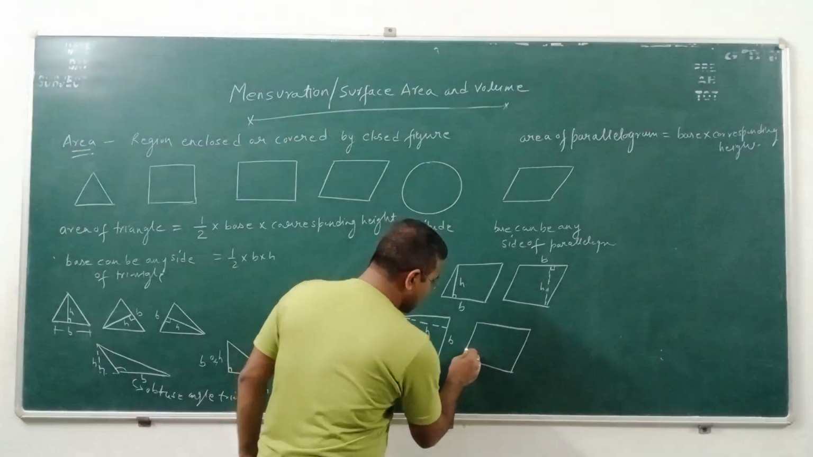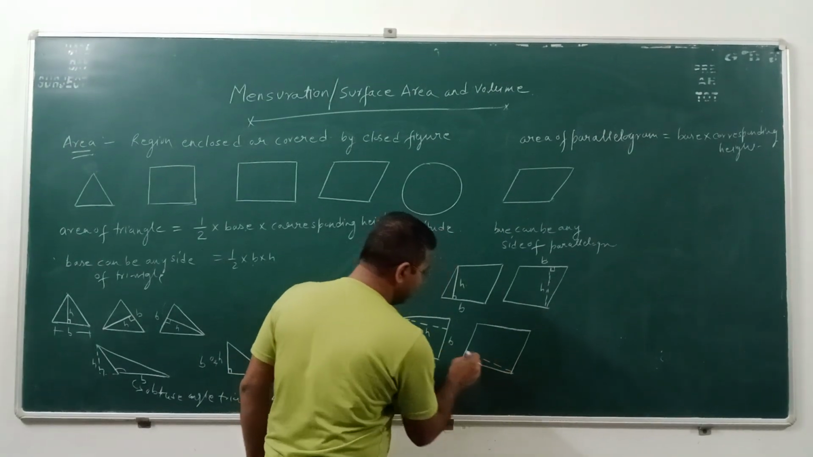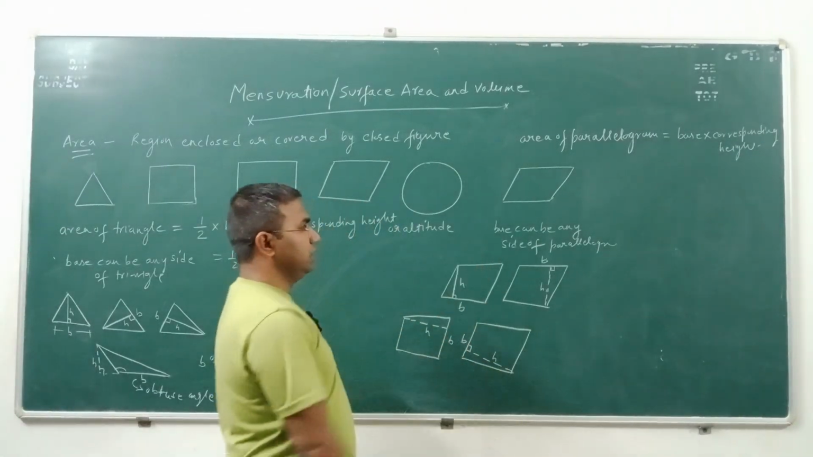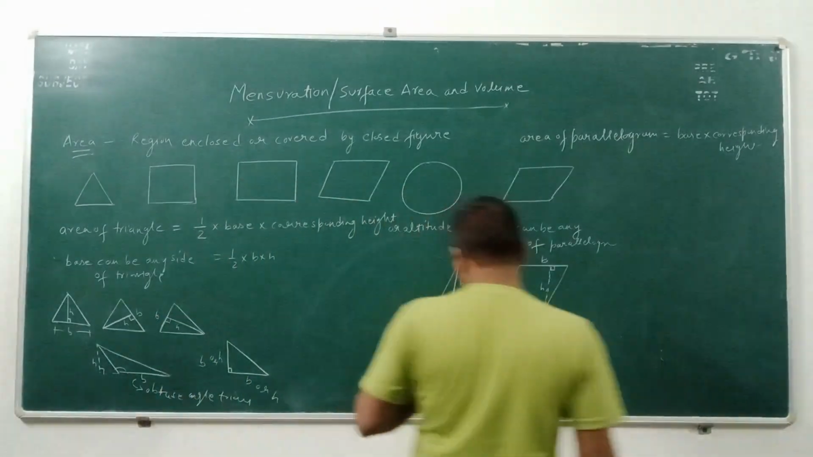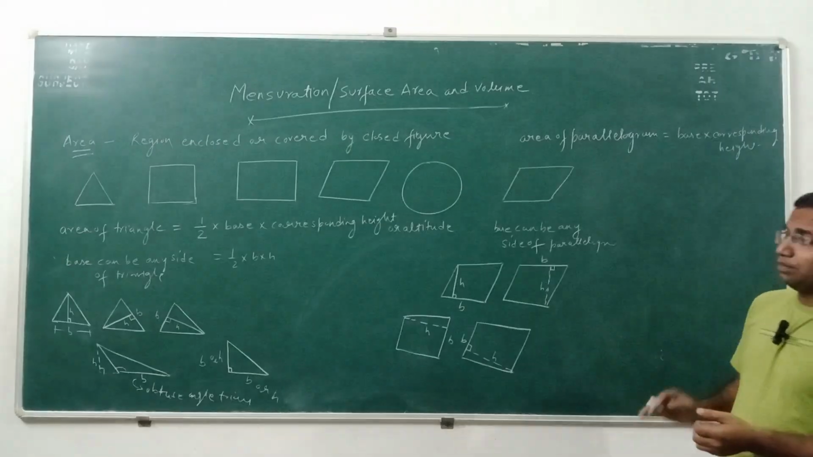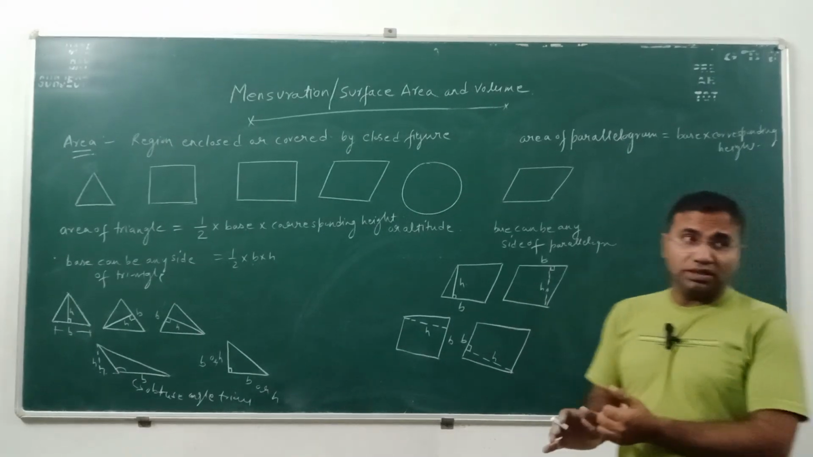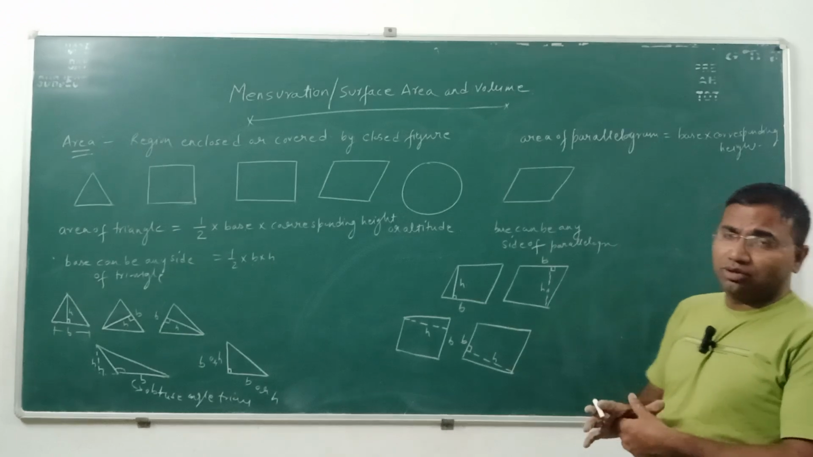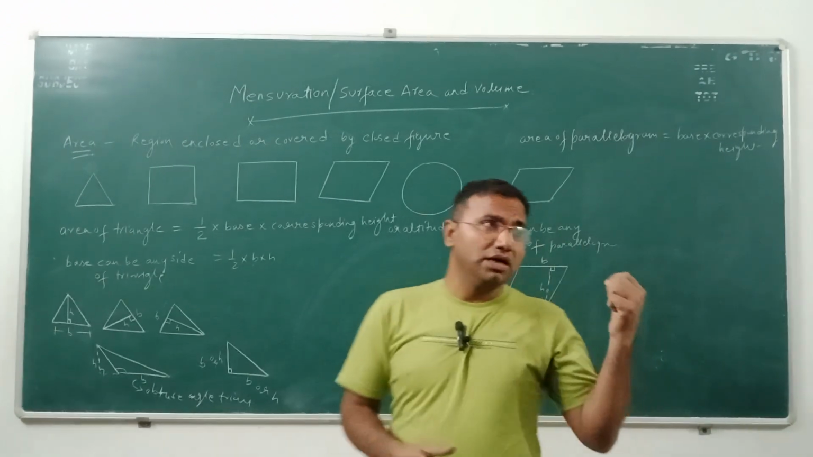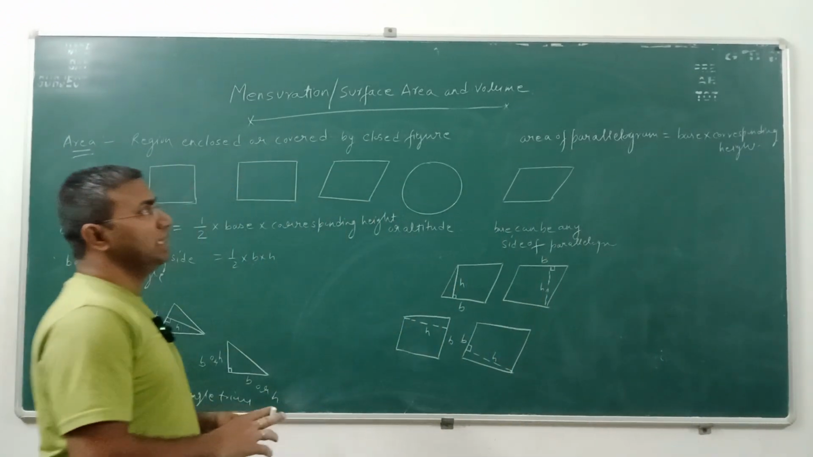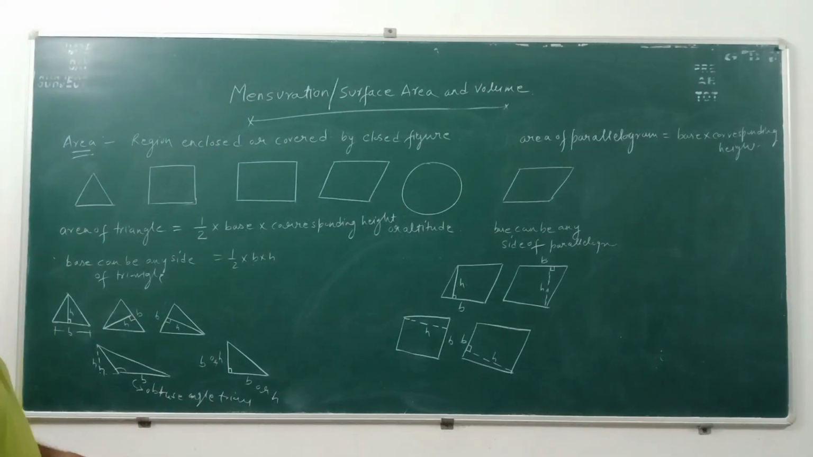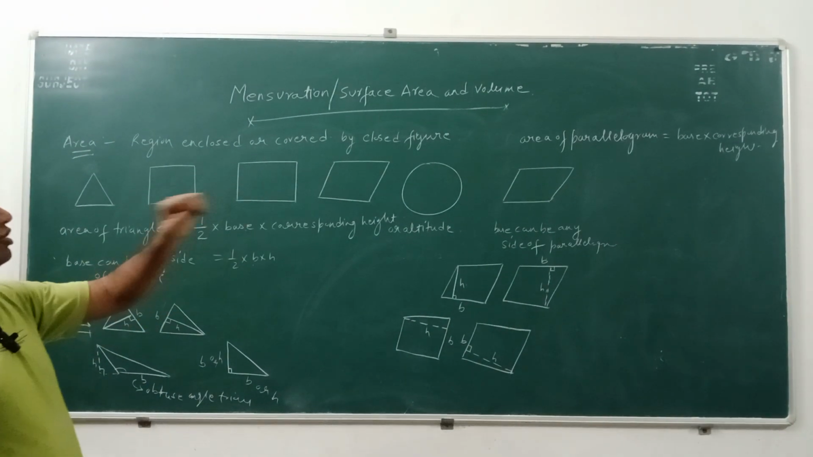Okay, this time I have drawn height on this side, then this will be called the base and this will be the height. So I hope you have understood the concept related to the base and height. This will be helpful for calculating the area of a parallelogram. You can see how you will calculate the area of a parallelogram: base into corresponding height. So see here how you will calculate the area of a triangle and the area of a parallelogram.